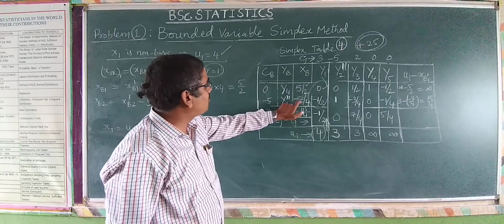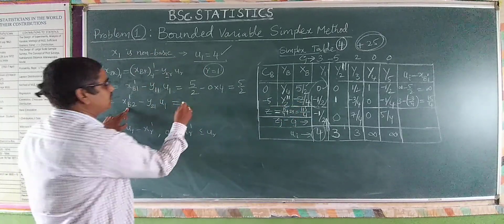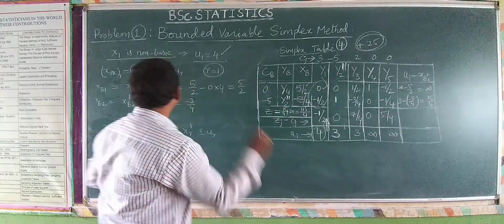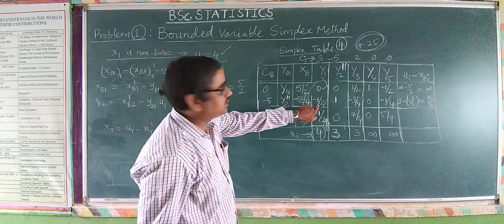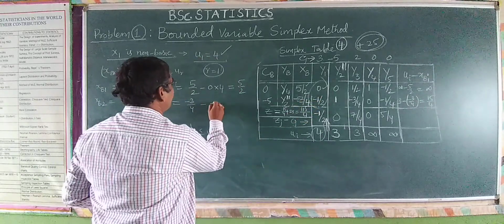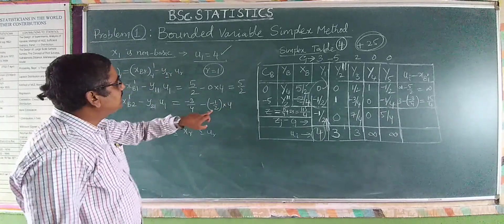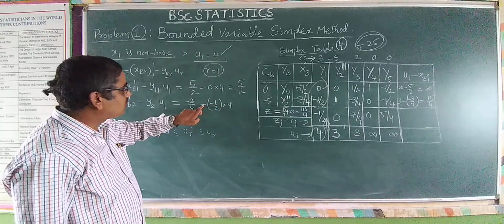Now you see here, what about this one? xb2 dash is minus 3 by 4, the second one, minus y21, that is minus 1 by 2, the second element, multiplied by 4. Hence, you see here, these are 2s, this is minus 2, minus of minus, plus 2.